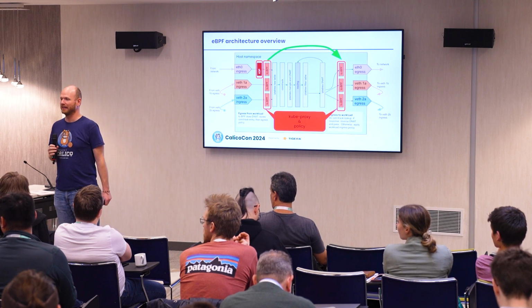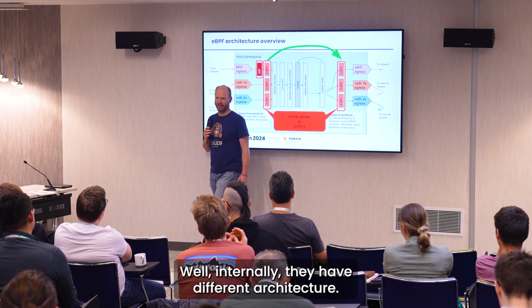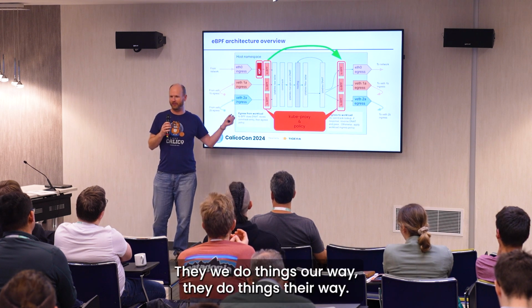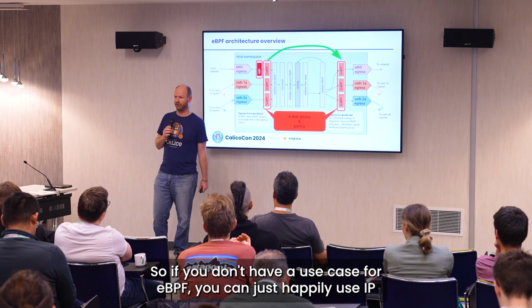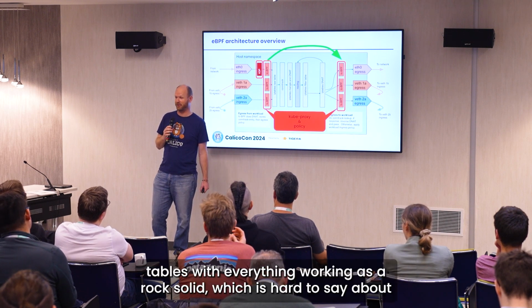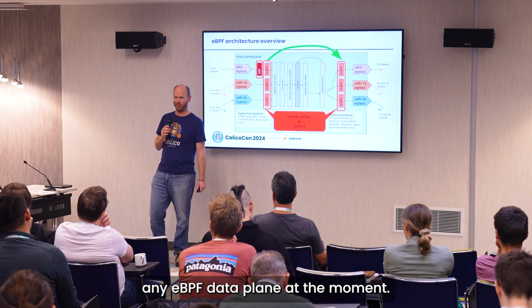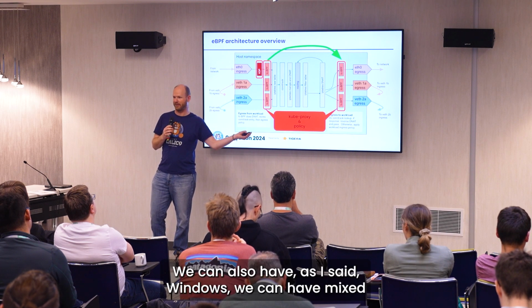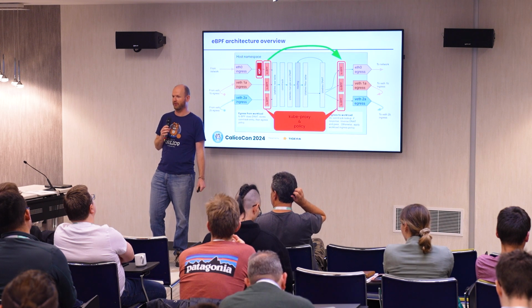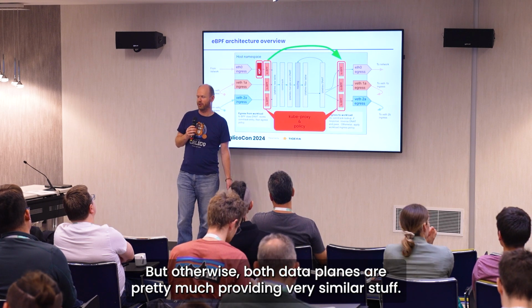What differentiates Cilium from us? Well, internally they have different architecture. We do things our way, they do things their way. I think what primarily differentiates Cilium and Calico is that we use multiple data planes. So if you don't have a use case for eBPF, you can just happily use iptables with everything working rock solid, which is hard to say about any eBPF data plane at the moment. And you work with legacy tools and all that. We can also have, as you said, Windows. We can have a mixed cluster with iptables and Windows, which you can't have with Cilium. But otherwise, both data planes are pretty much providing very similar stuff.